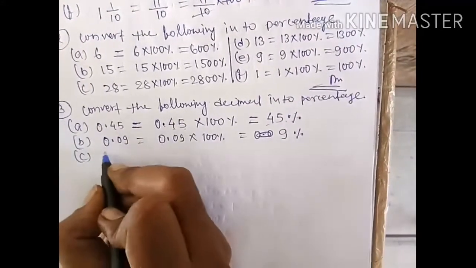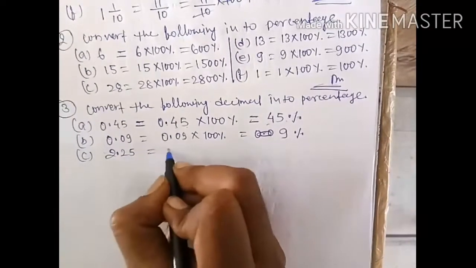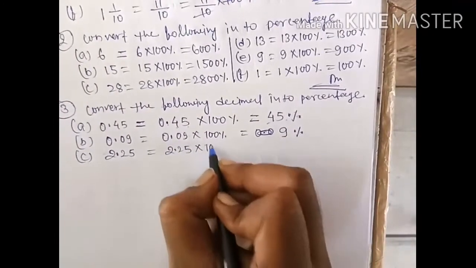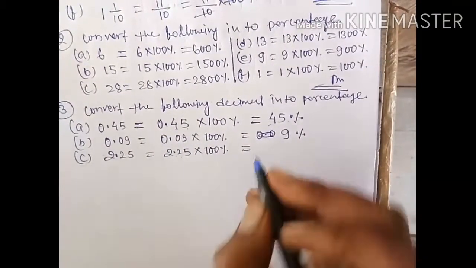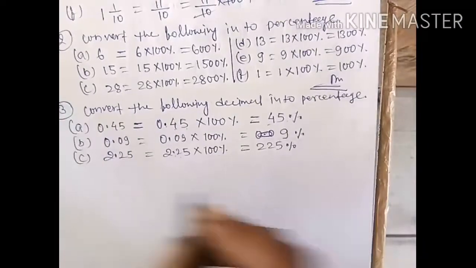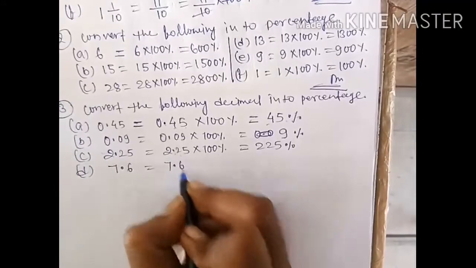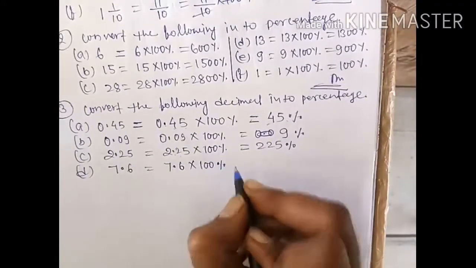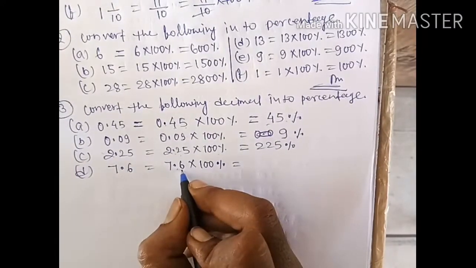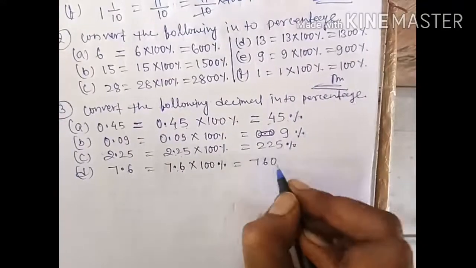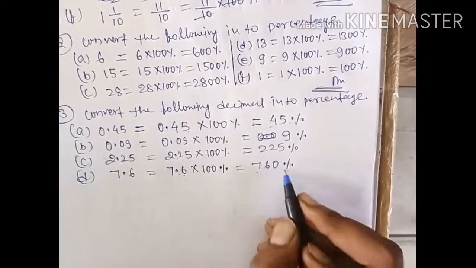In question number C, here 2.25, then we write 2.25 into 100%. So here again we multiply by 100, so the decimal shifts 2 digits right and you get 225%. In question number D, here 7.6, so 7.6 multiplied with 100%. So we write here the decimal shifts 2 digits right, but here only 1 digit, so we put 1 zero and put the decimal, so we get 760%.